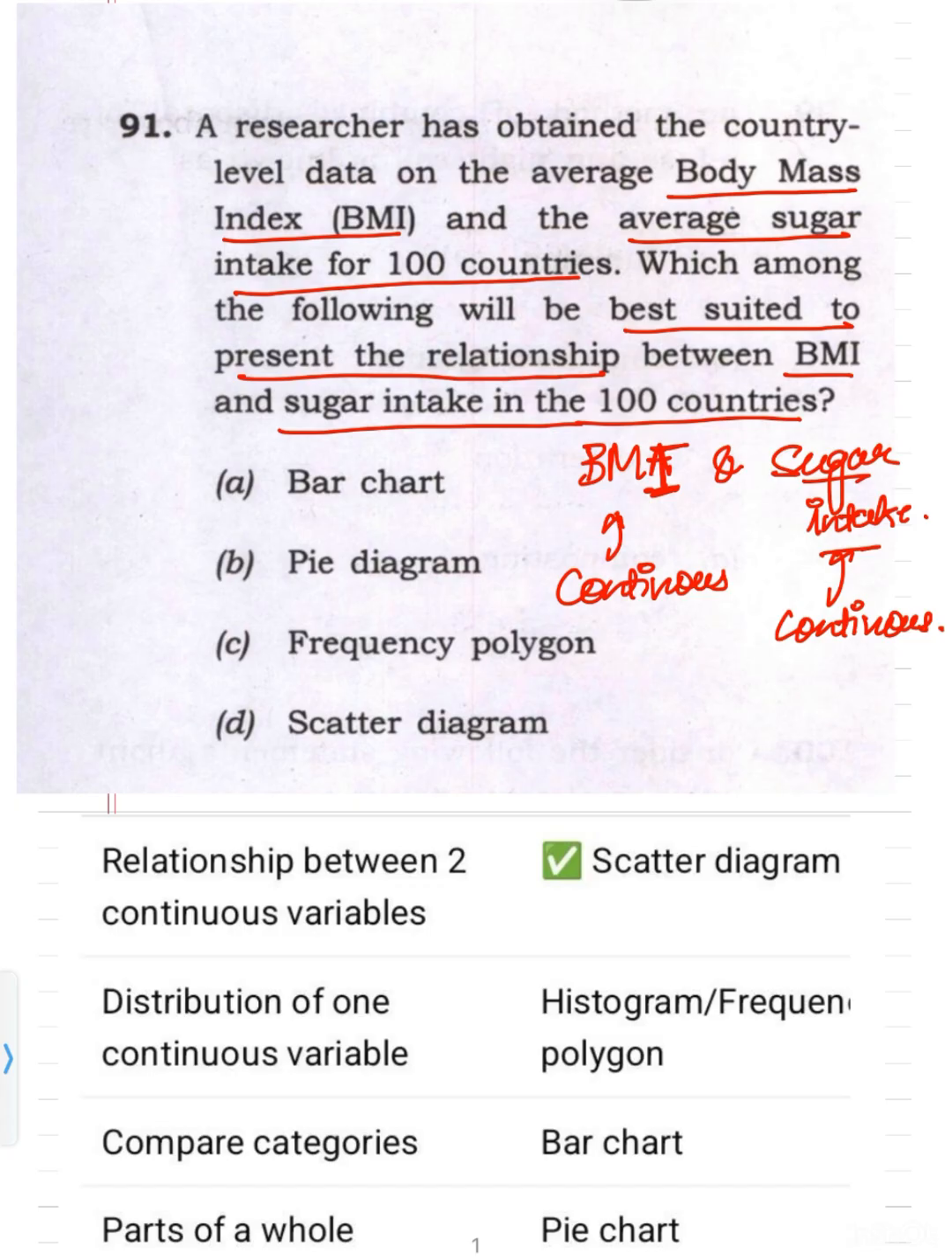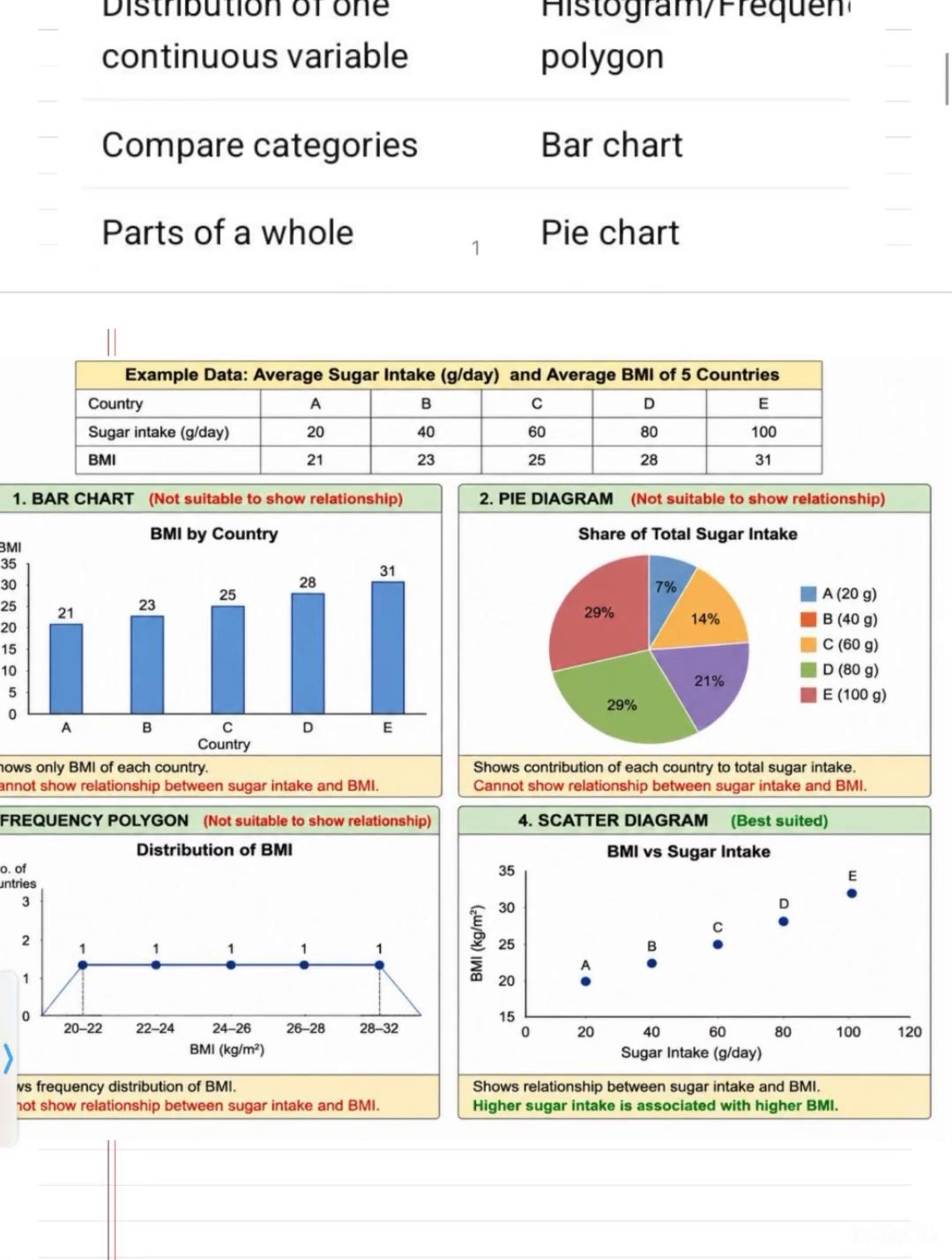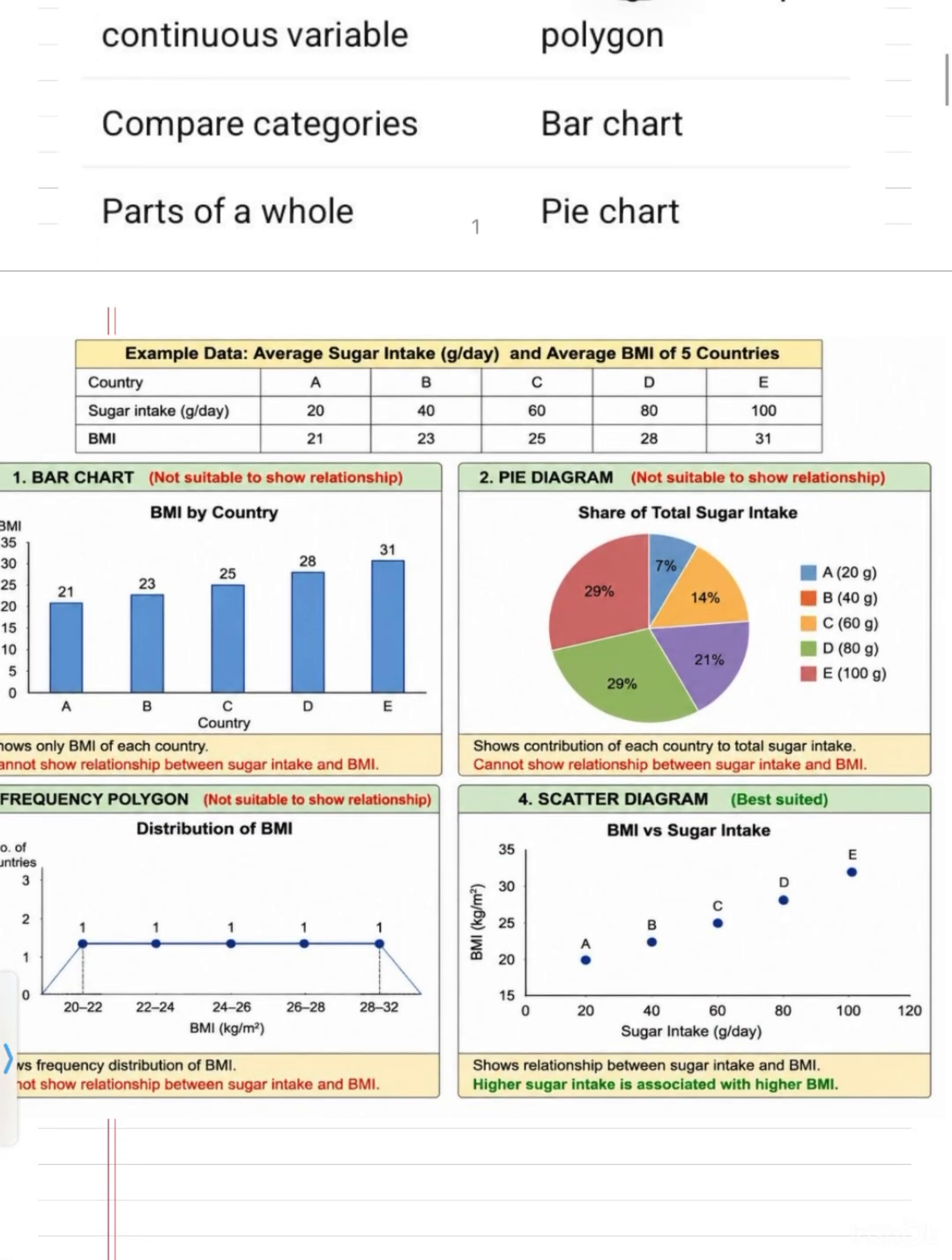So now let us make an example first. Rather than taking 100 countries, we have taken 5 countries, A, B, C, D and E, and we have given hypothetical values for the sugar intake. Let us suppose for country A it's 20, B 40, C 60, D 80, E 100, and for the BMI we have given again hypothetical data: 21, 23, 25, 28, 31. So we have the data of the researcher for the 5 countries.